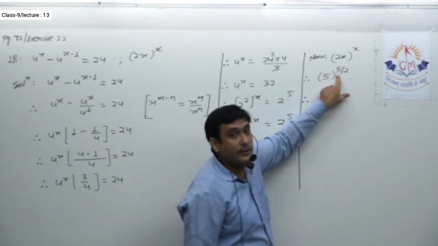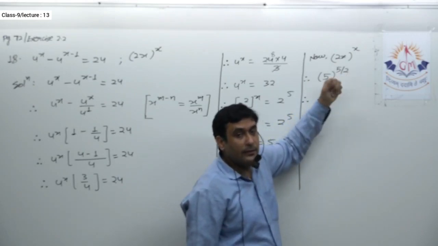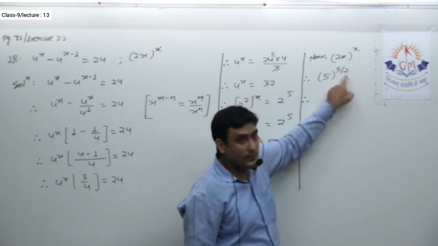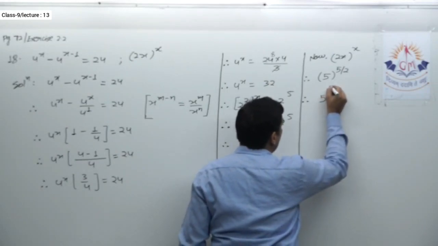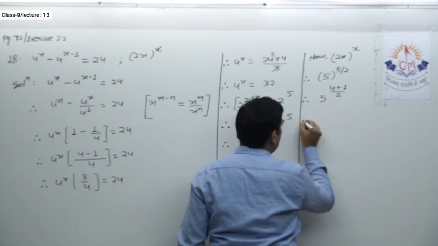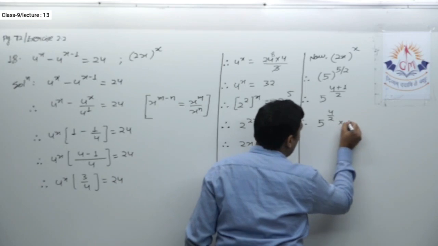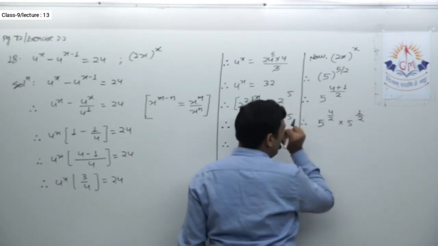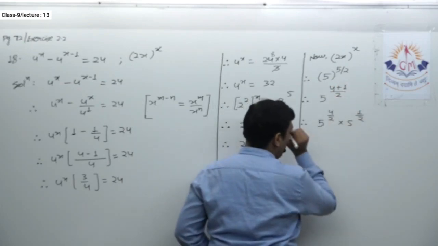Now here the numerator is greater than the denominator, so I have to write the numerator as the sum of two terms such that one term is a multiple of the denominator. So here I can write 5 raised to 4 plus 1 by 2, and further I can write 5 raised to 4 by 2 multiplied by 5 raised to 1 by 2. I applied the simple, it's not any law, I simply take it separately.